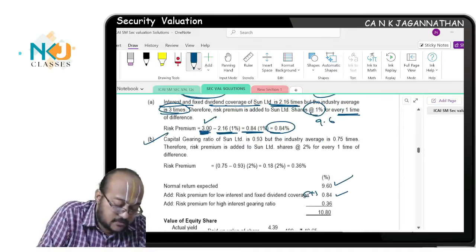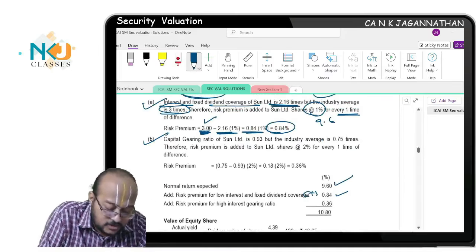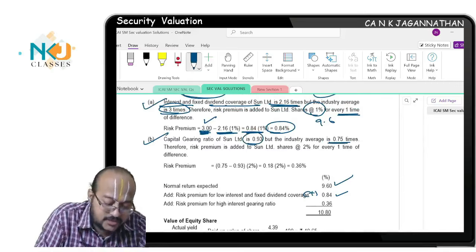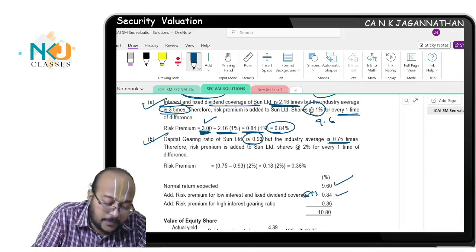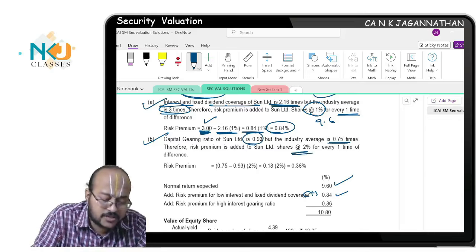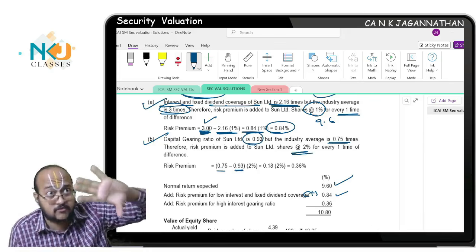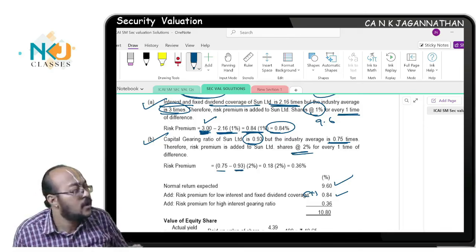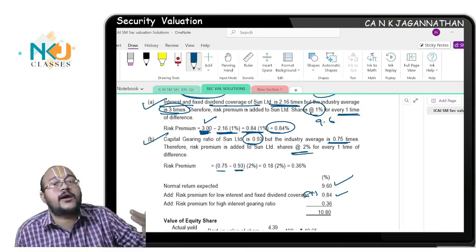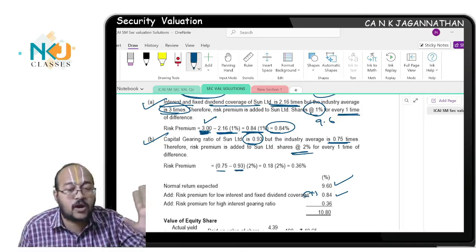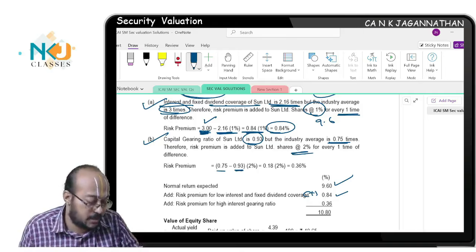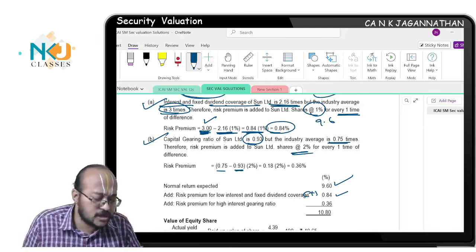Come to the second adjustment, capital gearing ratio adjustment. Here we have found it is 0.93. Here the industry average is 0.75. We will add 2% for every one time difference. How much is the difference? Very simple, 0.75 minus 0.93. Here also you need to think whether I need to add or deduct. Don't think every time I need to add or every time I need to deduct. No hard rule. You need to compare.